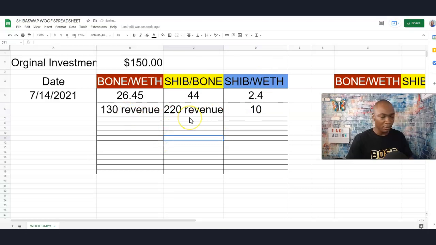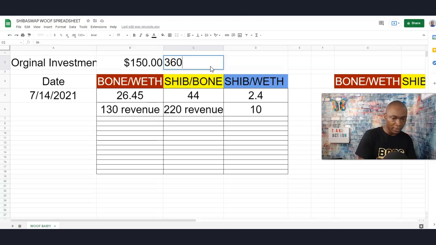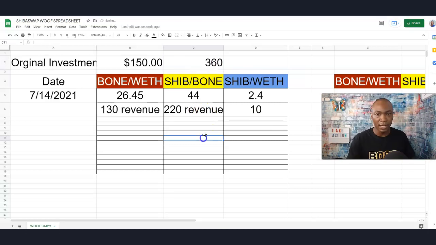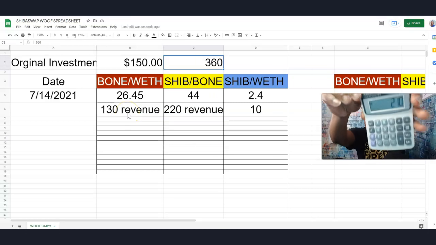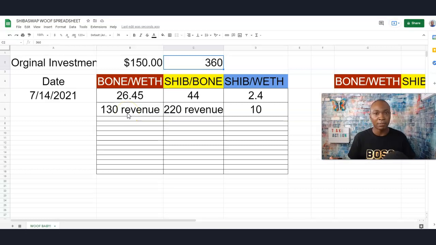So if you add all these numbers up, 130 plus 220 plus 10, it's $360. So we basically got a profit of $210. Not bad. So $360 is what we have, and then we have a profit of $210. That's our profit right there so far. And we just started this really not long ago in terms of this whole process.